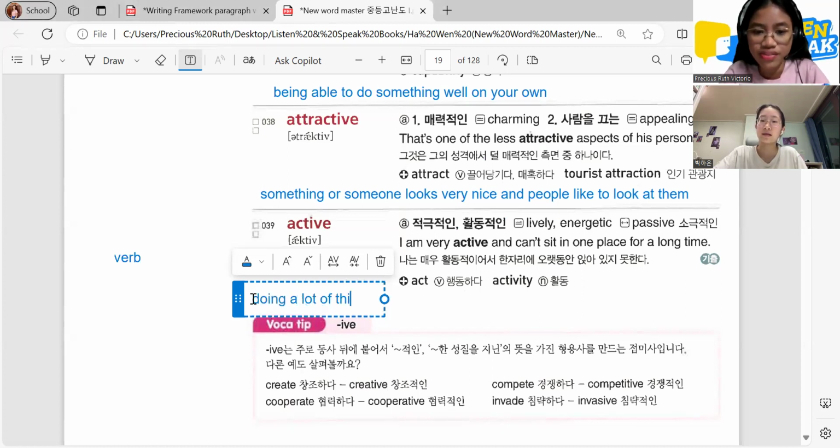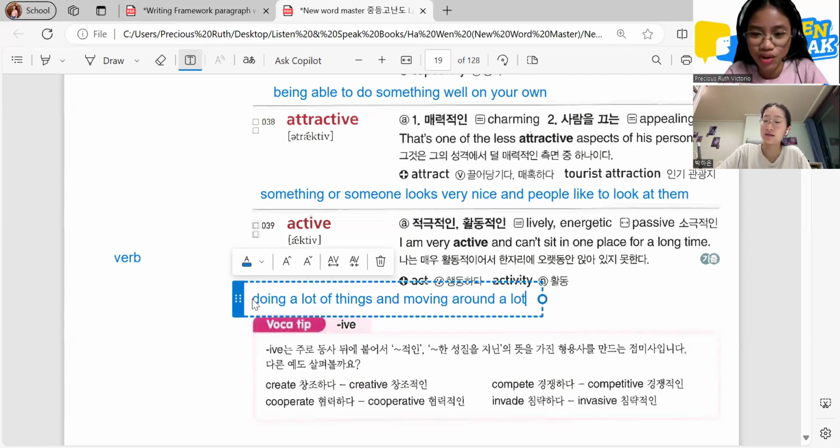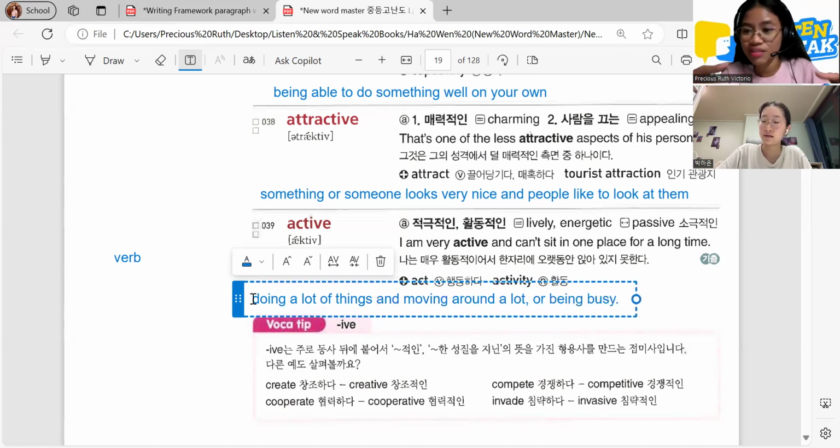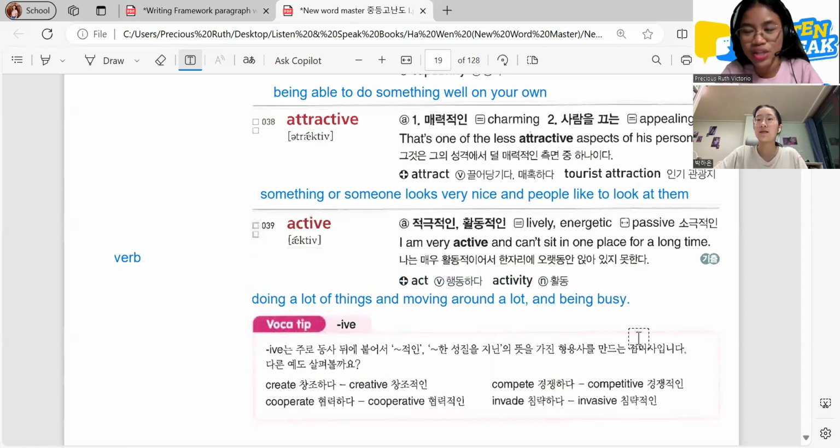lot of things and moving around a lot, or being busy. So when you're active, you're energetic, you do a lot of things, right? You do a lot of things when you're active, when you're energetic, right?